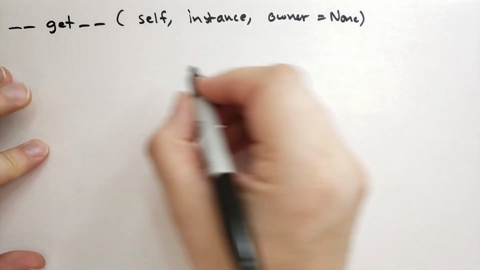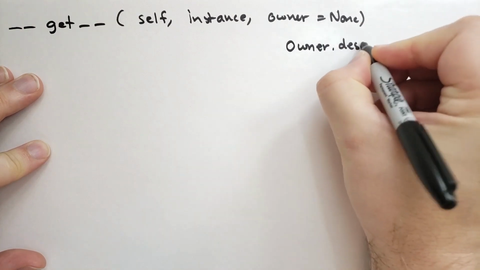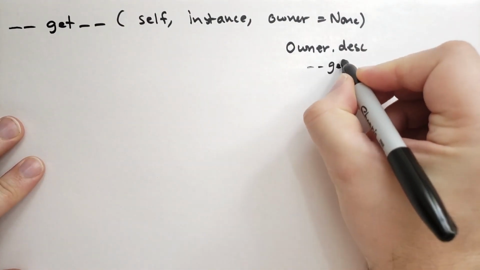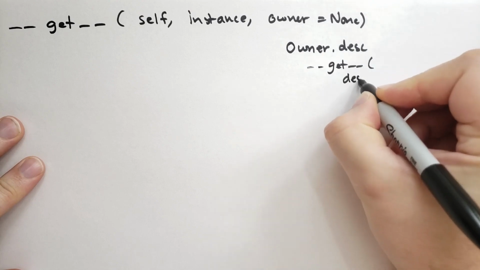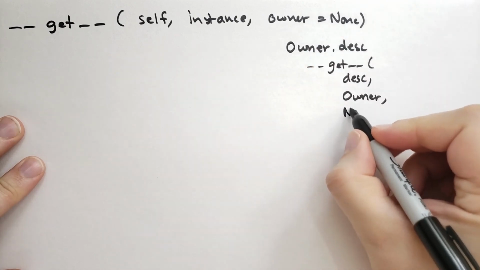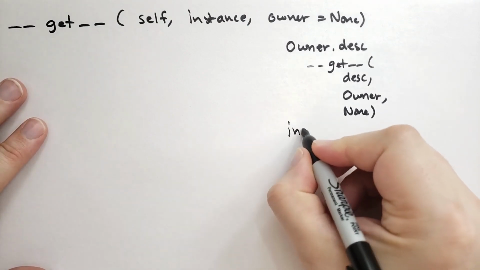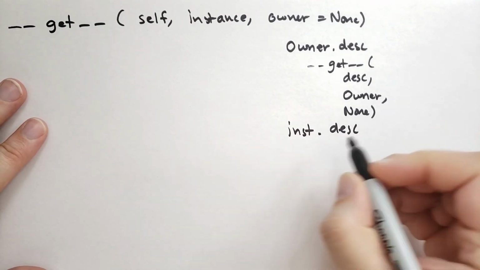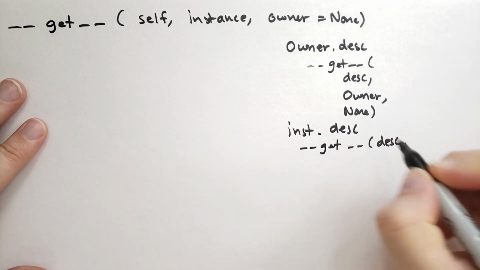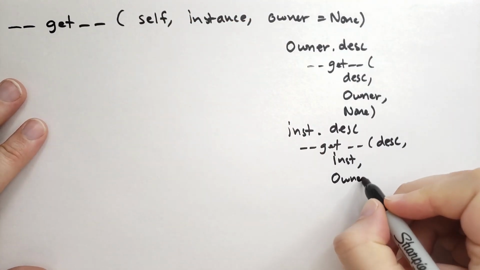When you access the descriptor through the owner, so in this case this would be when you do owner.desk, and desk has this get method defined, then it's going to invoke the get method with the descriptor as self, and then instance will be none, and then the owner will be owner. Okay, so that's how it invokes if you access it through the class. If you were to invoke it through the instance, then it would call get with the descriptor as the self, the instance would be inst, and the owner would be that owner class.